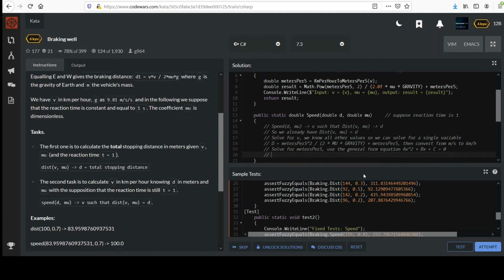So I can basically rewrite this, right? I'm going to break this first term out. I'm going to separate it out into a coefficient that leads the meters per second squared. And meters per second we can think of as x here, right? So let's rewrite it that way.